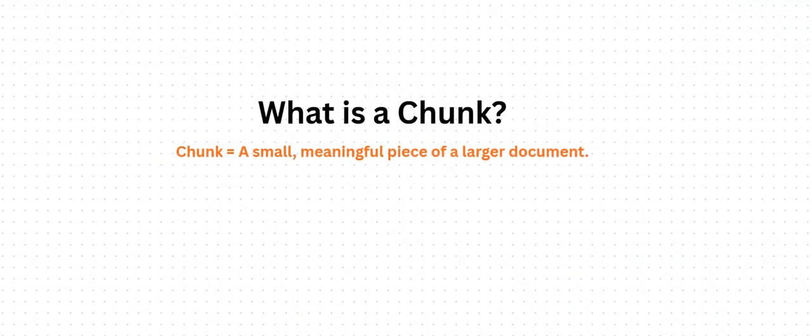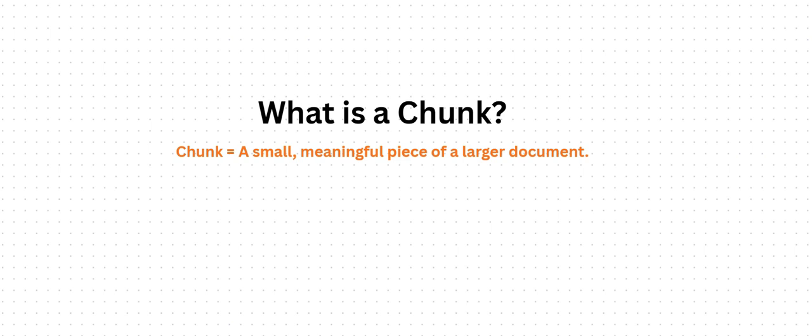So let's begin. Now let's try to understand what a chunk is in the context of RAG. A chunk is simply a small, meaningful piece of a larger document. Instead of sending a long PDF or a huge block of text into the system, we break the content into smaller, easy to understand sections, and each section is called a chunk. In simple terms, a chunk is a small meaningful piece of a large document.